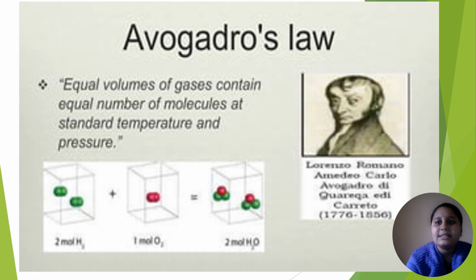So the next is Avogadro's law. Avogadro stated that equal volumes of gases contain an equal number of molecules at standard temperature and pressure. So if you take equal volumes of gases, they contain the same number of molecules at STP, that is standard temperature and pressure. Suppose you combine 2 mole of hydrogen and 1 mole of oxygen, you get 2 mole of H2O.